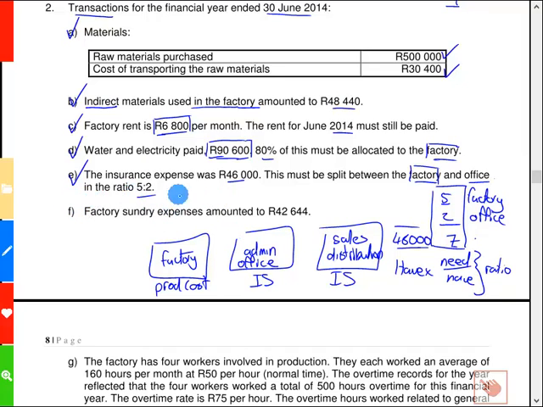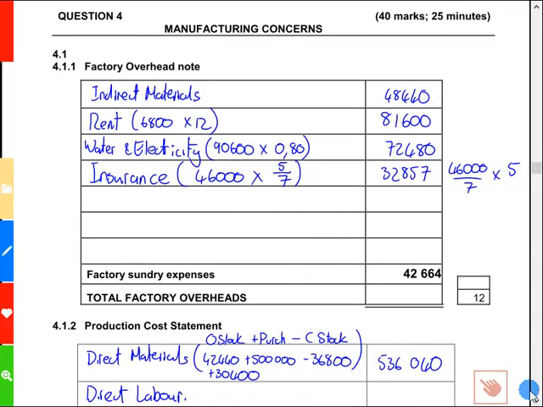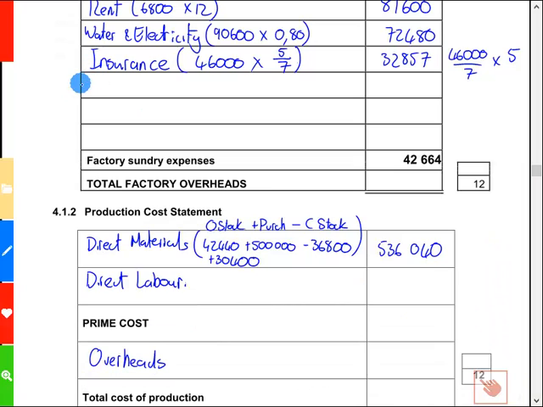Right, factory sundry expenses amounted to 42,644. What is sundry expenses? What does the word sundry mean? It means general, it means other. It's kind of for everything else. Okay, all the other expenses that related to the factory. If you see the word factory, you should know this relates to the production. It relates to making the finished product, and it must be part of production cost statement. Okay, so factory sundry expenses amounted to 42,644. This is part of making the finished product. It's not direct materials or direct labor, so it's going to be, yes, sundry expenses under overheads.